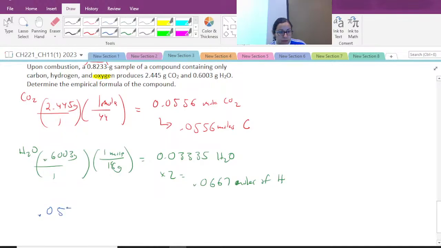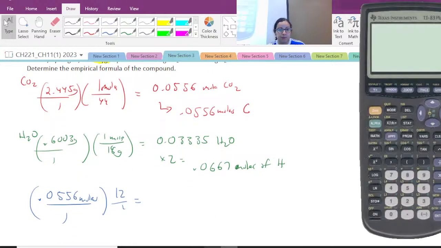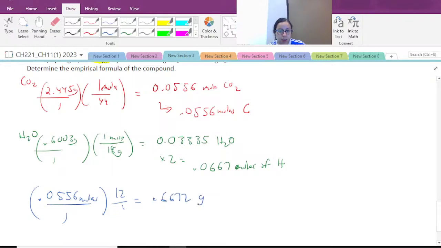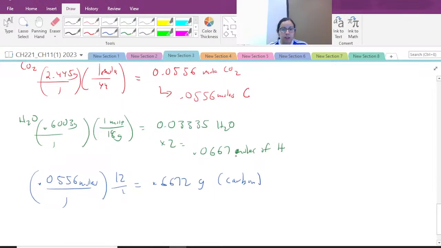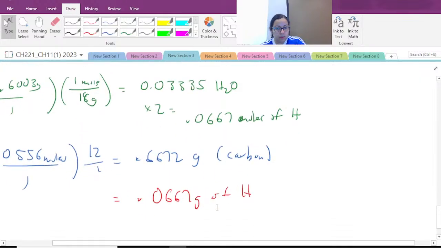So 0.0556 moles. Now if we're doing carbon, times 12, we get mass of carbon. So I get 0.6672 grams from our carbon. And then repeat that for hydrogen. I'm going to just multiply it by 1, so that's 0.0667 grams of hydrogen. And then add it just like she said.